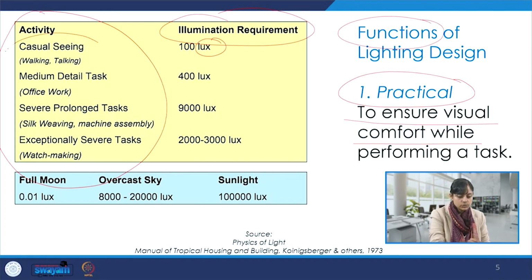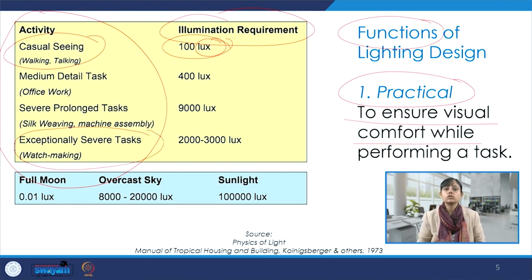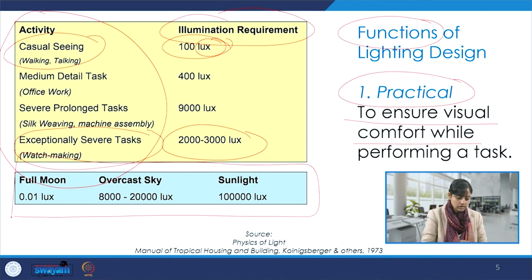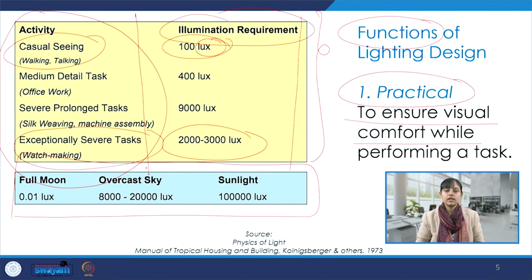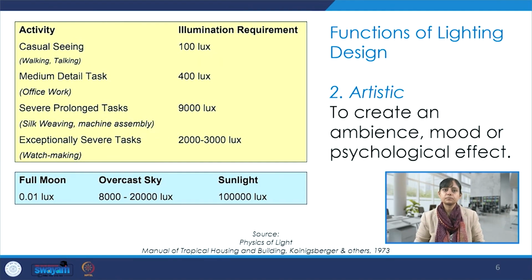For casual seeing, walking, talking, we require 100 lux. And if there is an exceptionally severe task such as watchmaking, it could be 2000 to 3000 lux. And this is a reference from full moon to overcast sky to sunlight. But for simplification and for understanding the lux level requirements for doing these functions, we can understand through this kind of a table.